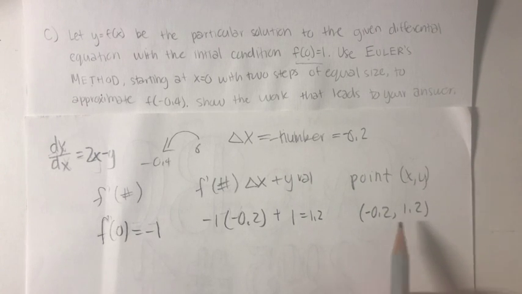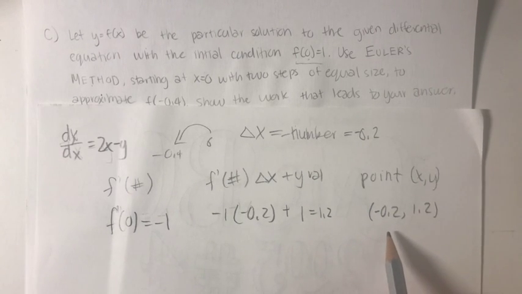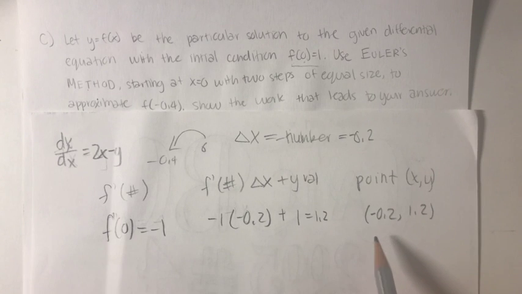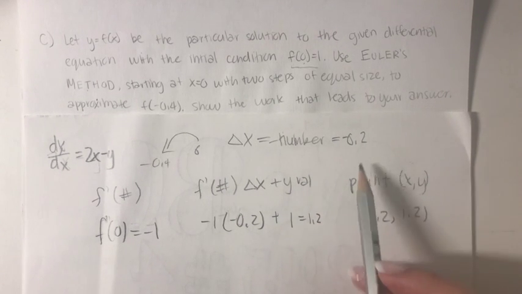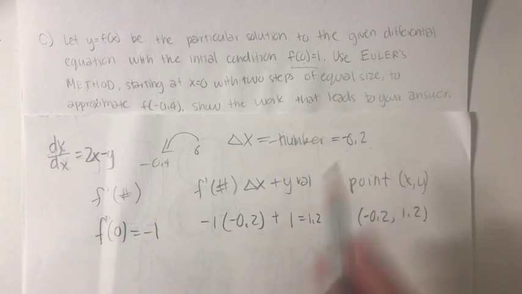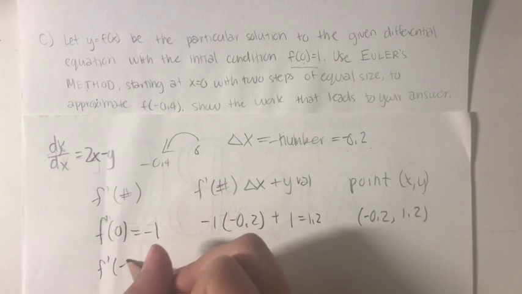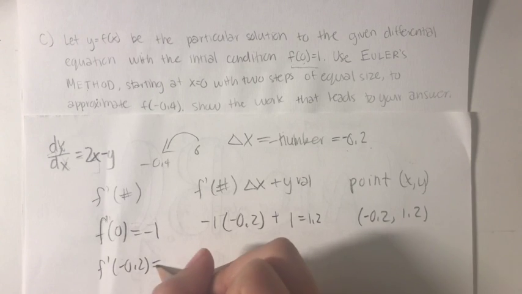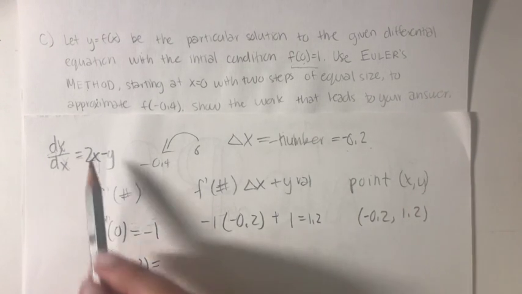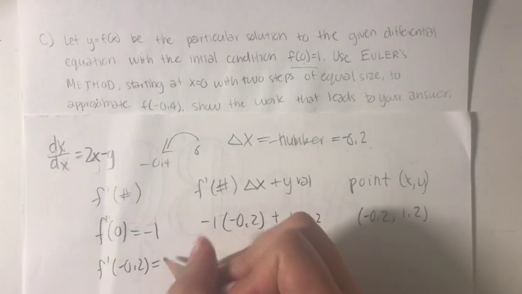And you know that the x value is negative 0.2 because that's what the width, delta x, is. So every time you just have to subtract 0.2 from 0. Now the next step will be from f prime of negative 0.2. You use this point to plug into dy over dx, and you get negative 1.6.